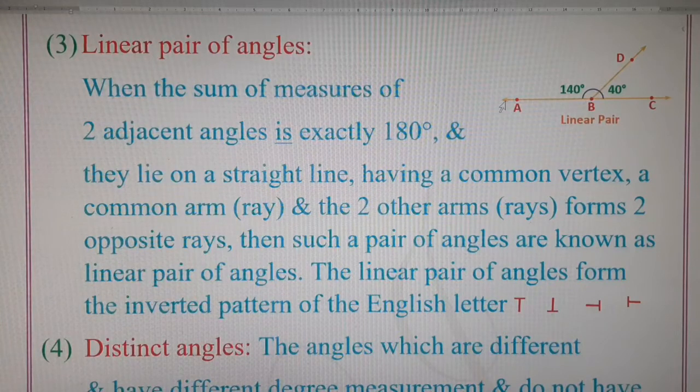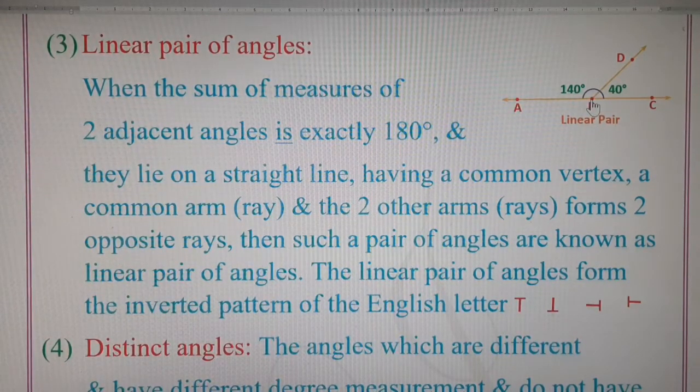Ray BA, the starting point is point B, and we can say ray BA starting point is B and it extends in the direction of A. Similarly, ray BC, the starting point is B and it extends towards the direction of C. So we can say there are two opposite rays for these two angles, and ray BD is the common ray for both the angles, and point B is the common vertex for both the angles.